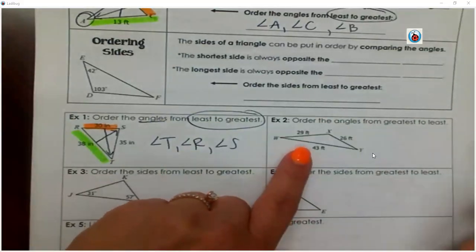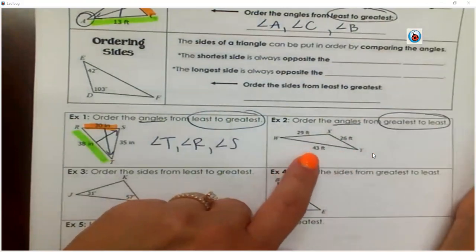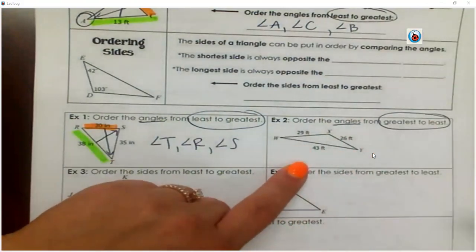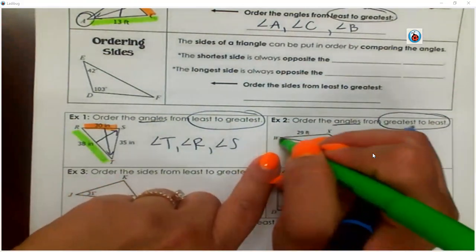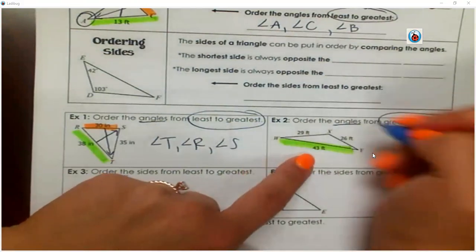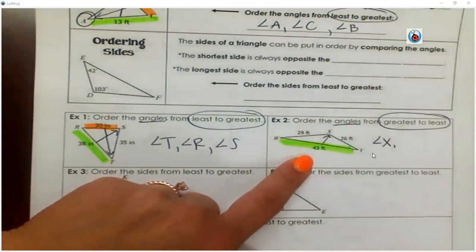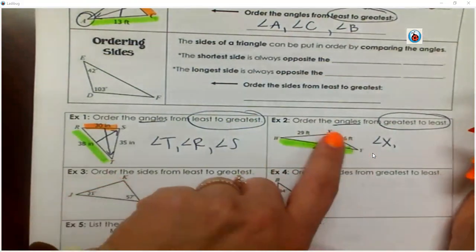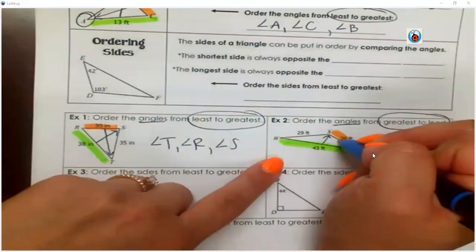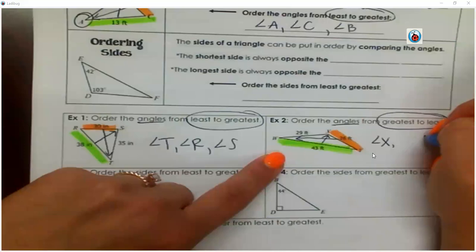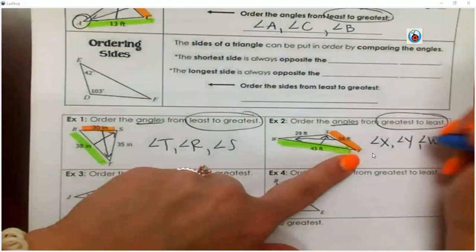Then example 2 says order the angles from greatest to least. That means I need to start with the biggest one first. In this triangle, side WY, which is 43 feet, is the largest. So the opposite angle would be angle X. Then I find the smallest side, which is XY, which is 26 feet. So the opposite would be angle W. Since I've already used X and W, angle Y has to go in the middle.